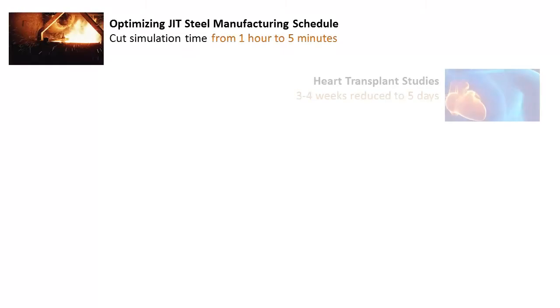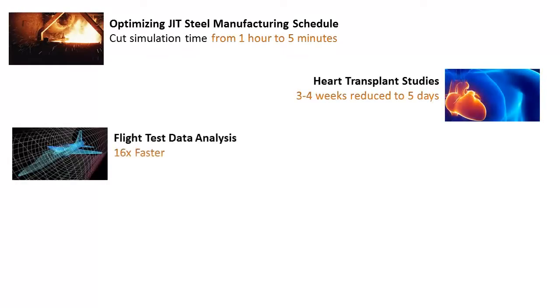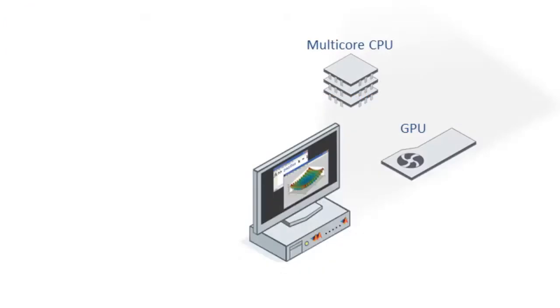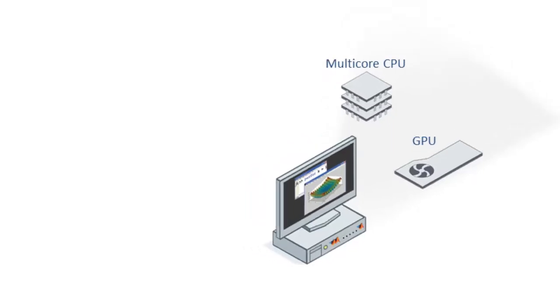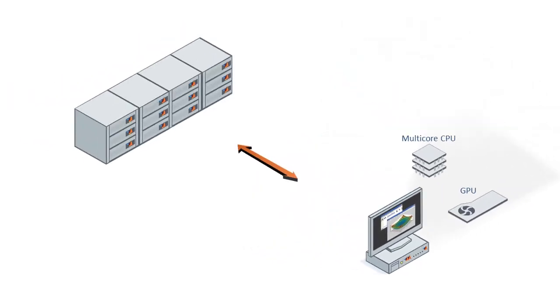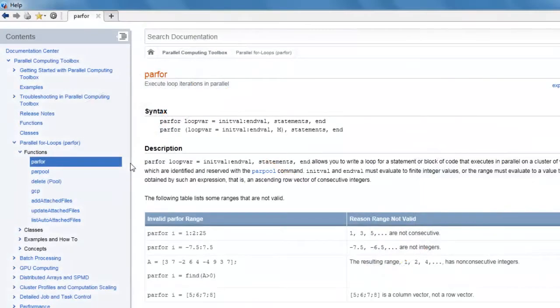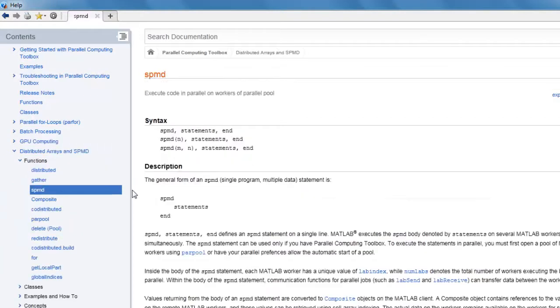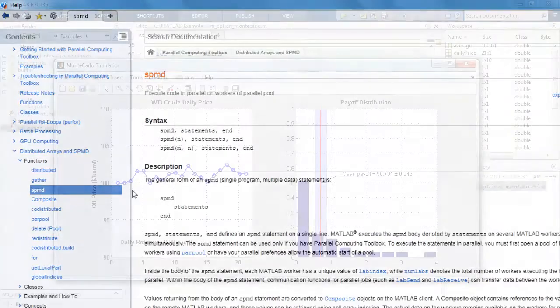Engineers and scientists use Parallel Computing Toolbox to solve larger and more complex problems. You can use Parallel Computing Toolbox to take advantage of high-performance computing resources such as your multicore desktop, GPUs, and computer clusters to speed up your computations. With a familiar MATLAB language and with minimal programming effort, you can perform computations faster and more efficiently.